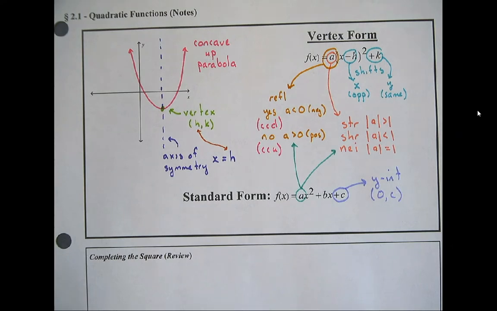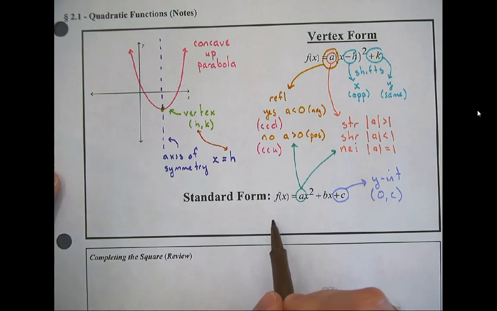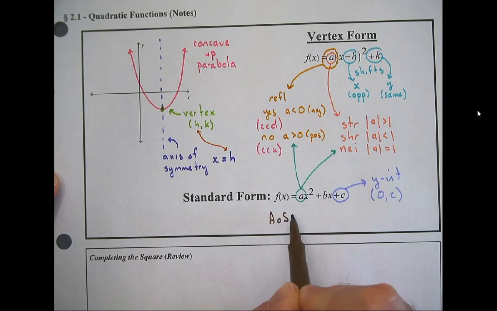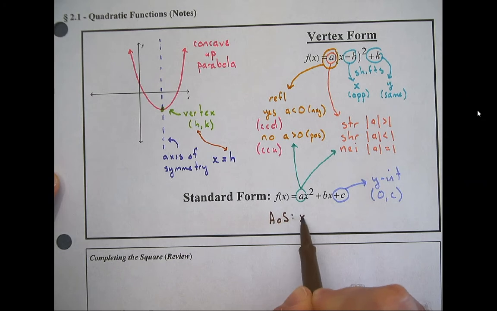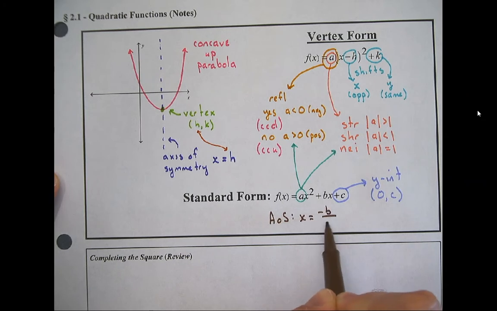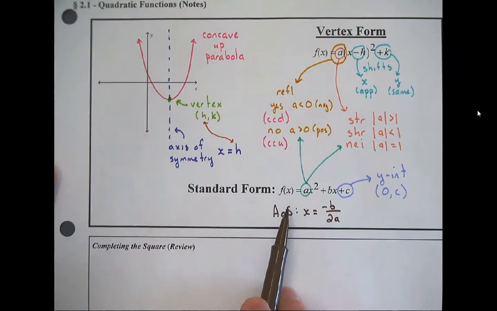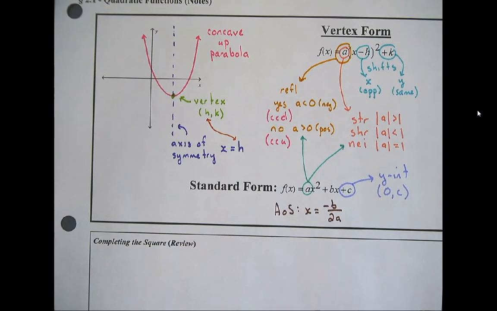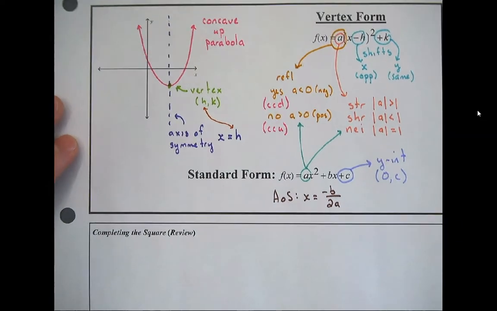And then to find the AOS, the axis of symmetry, we have a little equation: AOS, x equals negative b over 2a. Now you might remember that from the quadratic formula. It's the first little part of the quadratic formula. It finds the equation for the middle of that parabola.